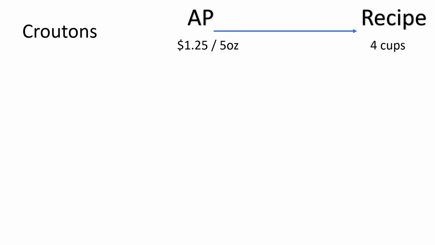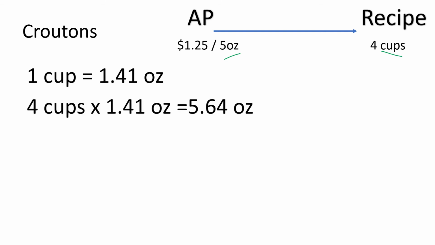And our recipe needs 4 cups. So do our units match? No. They do not. So croutons weigh, croutons, seasoned, 1.41 ounces per U.S. cup. Okay? So how many cups do I need? 4. I need 4. So 4 cups times 1.41 ounces, because this is what equals 1 cup.